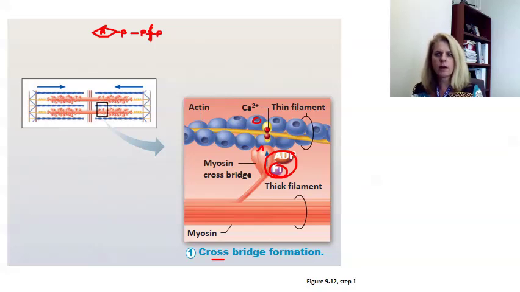The cross-bridge formation with myosin and actin have been bound, and the myosin has been primed or ready to go by having ATP bind and then broken down to ADP plus inorganic phosphate. So this first bond has been broken.